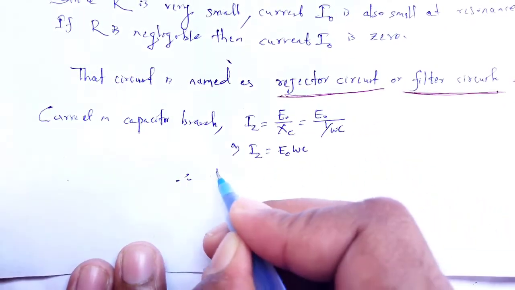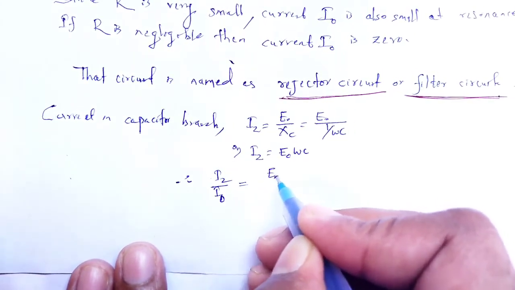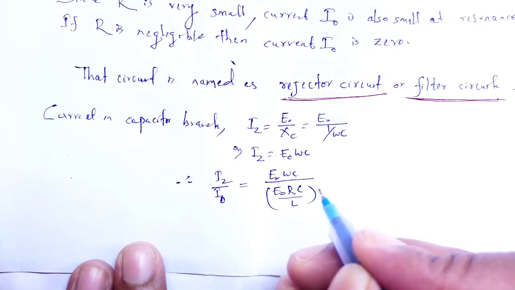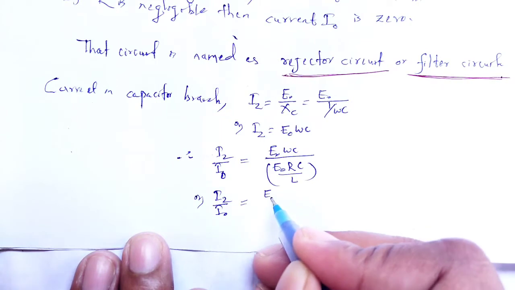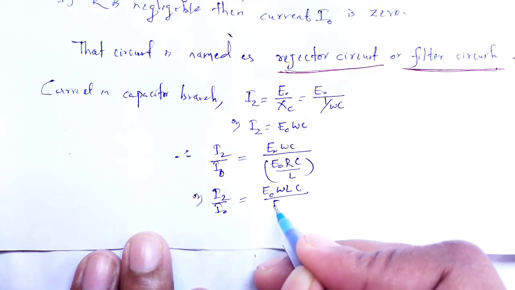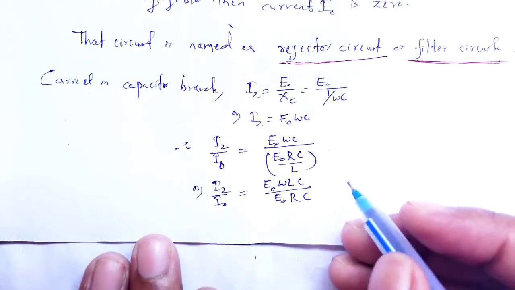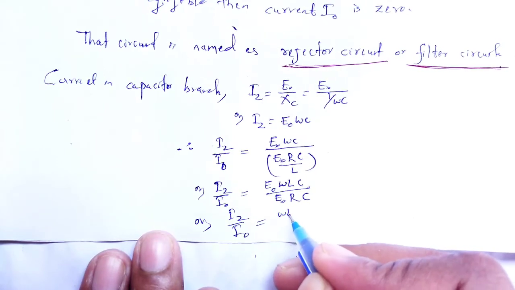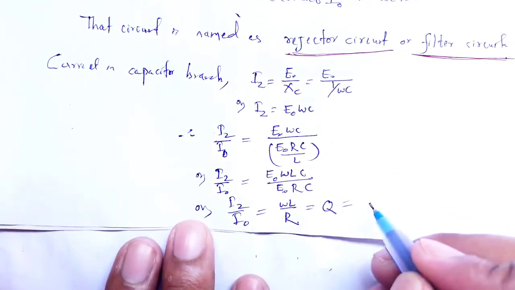Therefore I2 divided by I naught is equal to E naught omega C divided by E naught RC divided by L, or I2 by I naught is equal to E naught omega LC divided by E naught RC. E naught and C are cancelled out, so I2 by I naught is equal to omega L divided by R, which is equal to Q, that is known as current magnification.